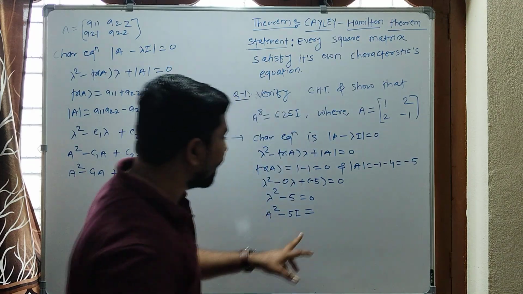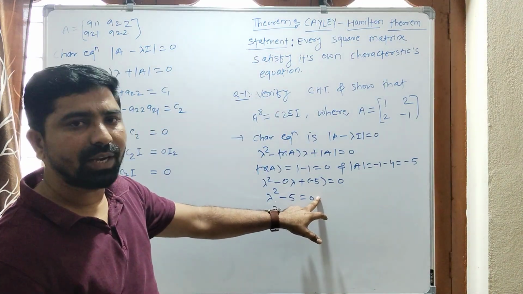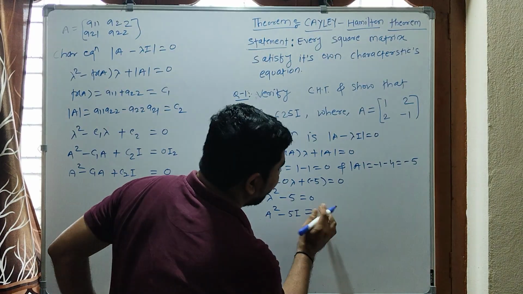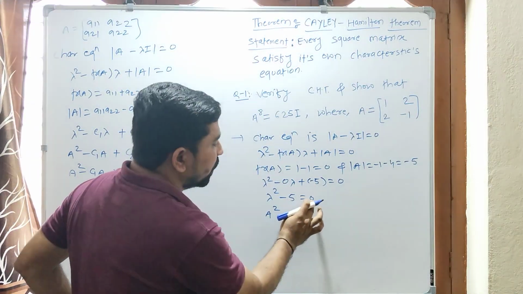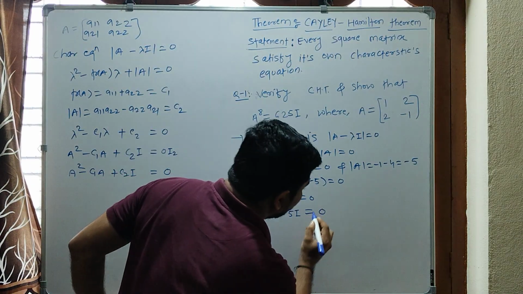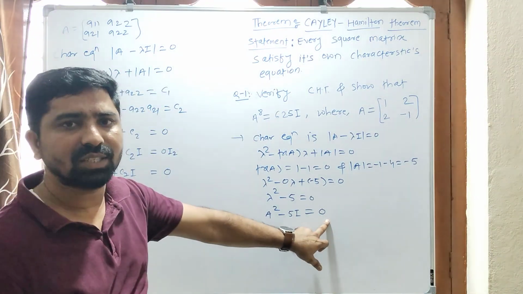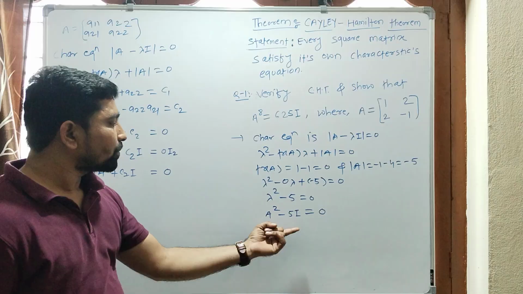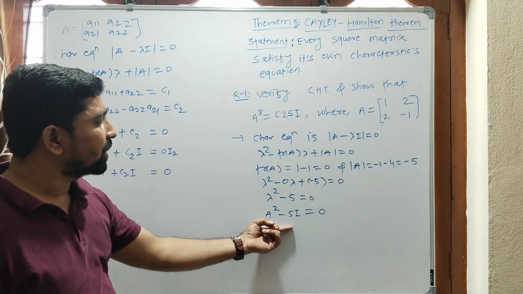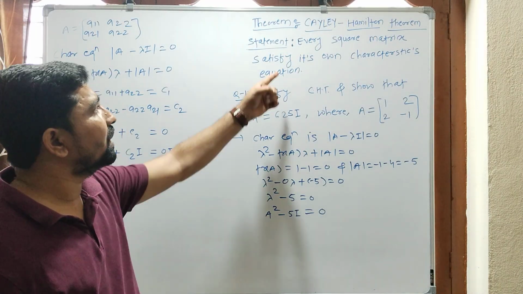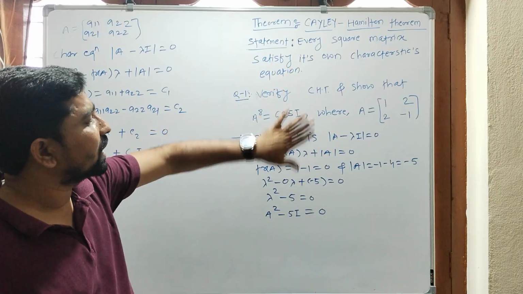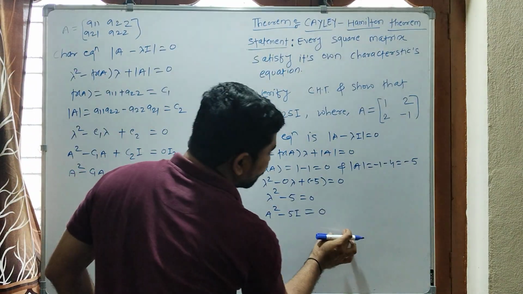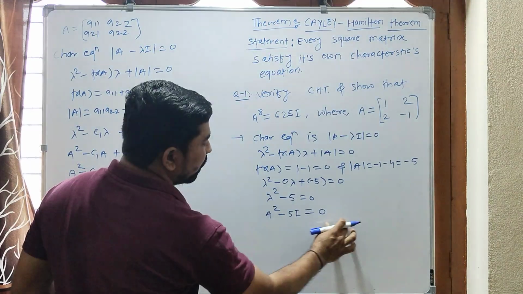Now I am multiplying the identity matrix of order 2 cross 2 to this 0, so 0 becomes a matrix of order 2 cross 2 having all entries 0, means 0 0 and 0 0. Now this is the characteristic equation in terms of matrix. The Cayley-Hamilton theorem says every square matrix satisfies its own characteristic equation, means this is a matrix of order 2 cross 2 having all entries 0.